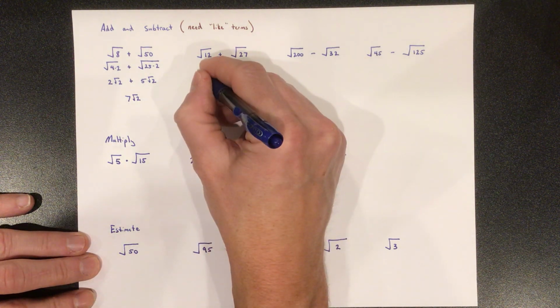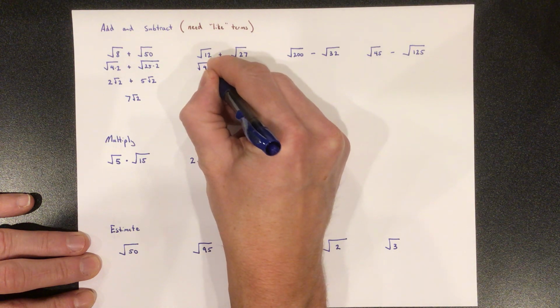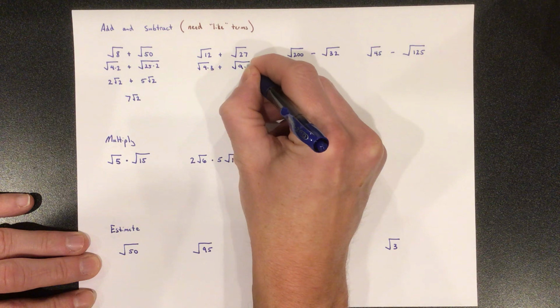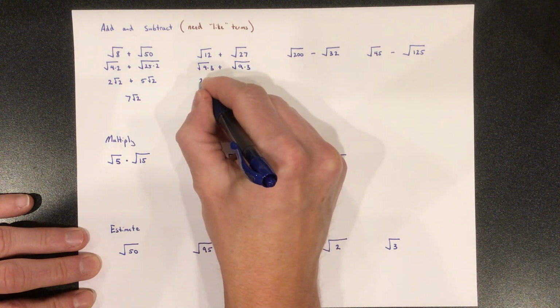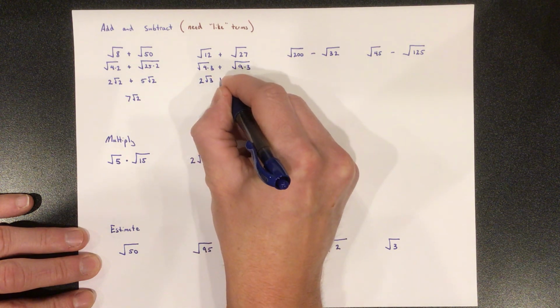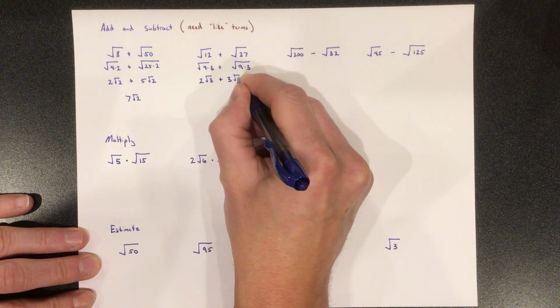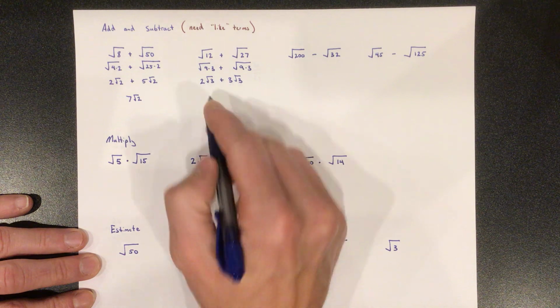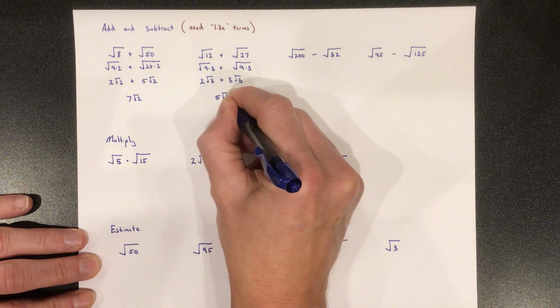12, okay, that's 4 and 3. 27 is 9 and 3. The square root of 4 is 2. The square root of 9 is 3. 2 radical 3's plus 3 radical 3's, well, that's 5 radical 3's.